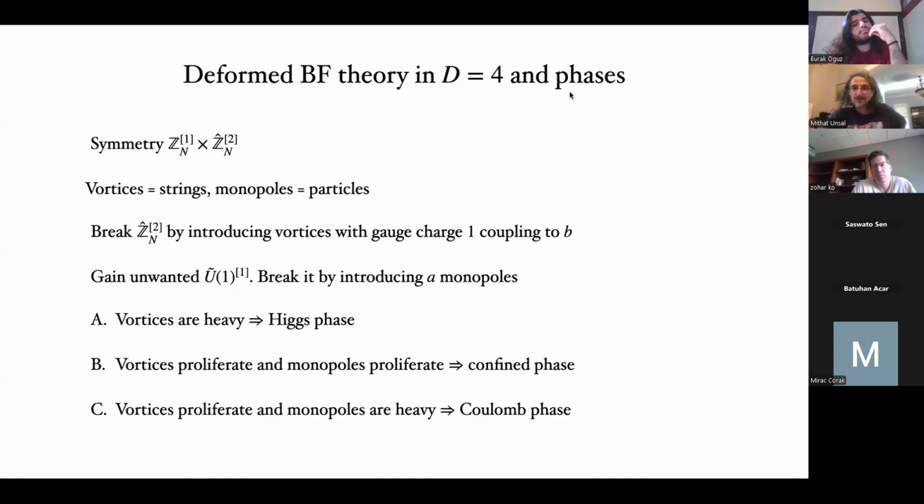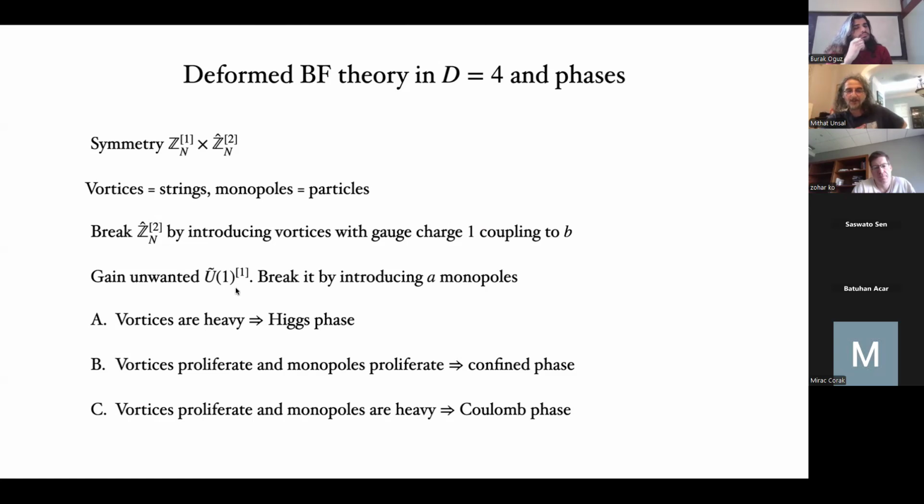Now, let me go to the more interesting case of 4 dimensions. In this case, we have a Zn 1-form symmetry and we have a Zn 2-form symmetry. Vortices are strings and their world volumes are sheets, and monopoles are particles. So we can break these 2-form symmetries by introducing vortices with gauge charge 1 and coupling them to these B fields. Again, we gain an unwanted U(1) symmetry.